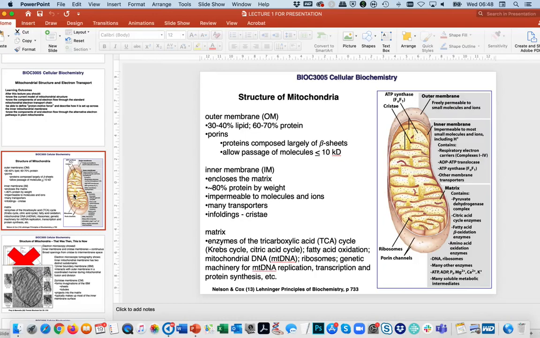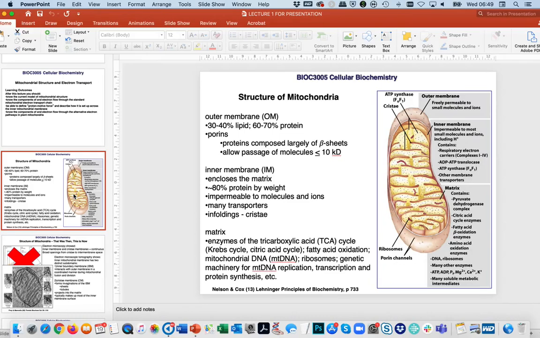And that allows molecules that are less than about 10 kilodaltons to get through the outer membrane. But then that inner membrane, okay, that inner membrane that encloses the matrix, the interior of the mitochondria, that membrane is impermeable to molecules and ions.